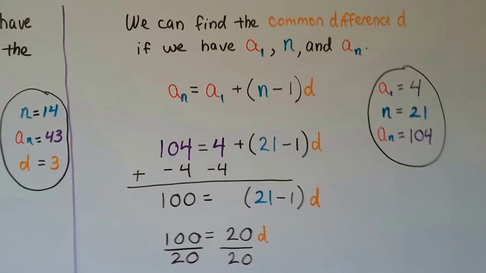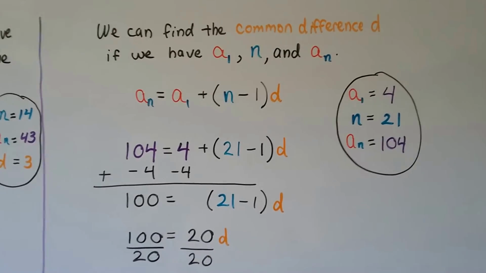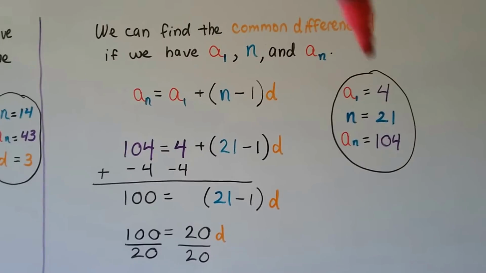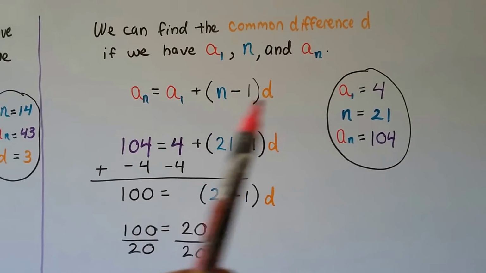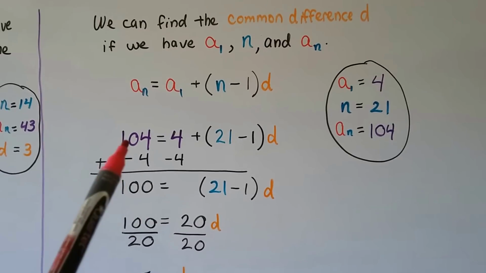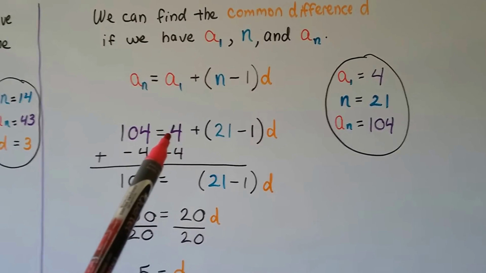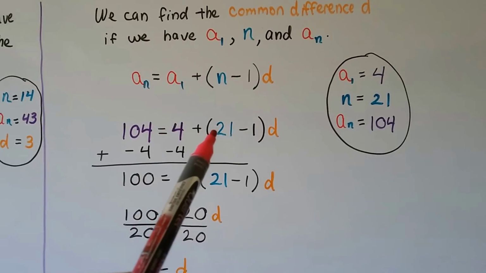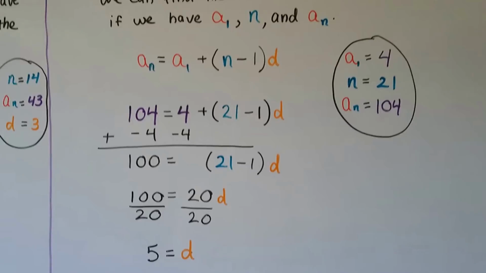And we can find the common difference, d, if we have a sub 1, n, and a sub n. So if we have these, we can find d. So here's our formula from the theorem. We know that a sub n is 104. We know a sub 1 is 4. We know n is 21, but we need to solve for d.